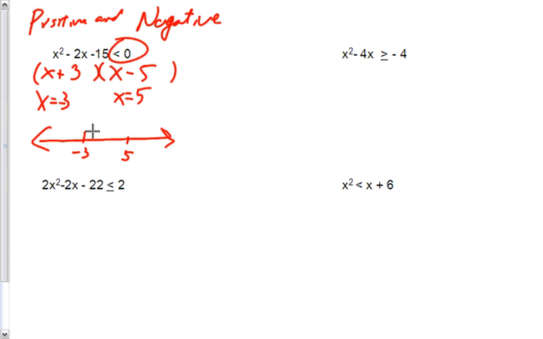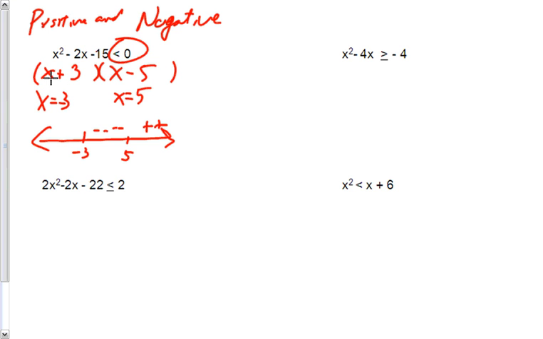It's negative. So I'm going to put negative right there, the minus signs. Okay. If I plug in a number greater than 5, try 10. You can do 10 squared, which is 100, minus 20, minus 15. Oh, it's minus 35. It's positive. It's easier to plug in here. You only have to know the signs. You don't have to actually know what the number comes out.